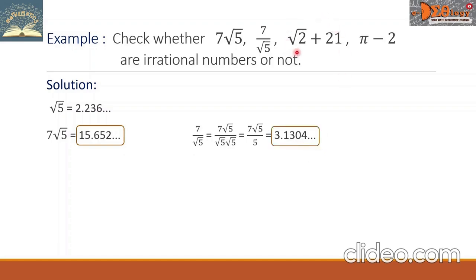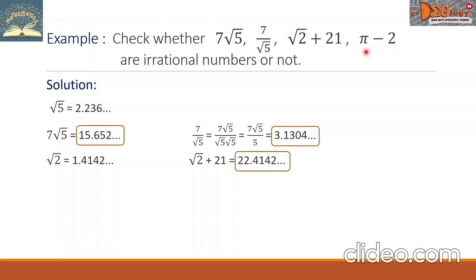Next is square root of 2 plus 21. Let's begin with the value of square root of 2, and that is 1.4142 and so on. Then we have this value now added by the rational number 21. So the square root of 2 plus 21, this decimal plus 21, will be 22.4142.